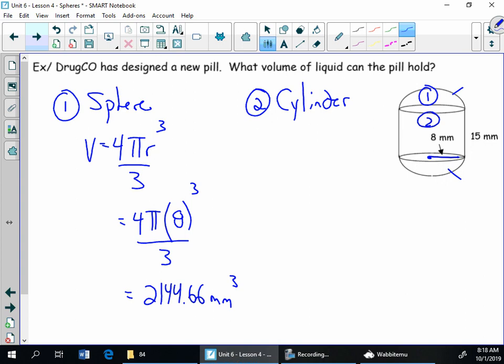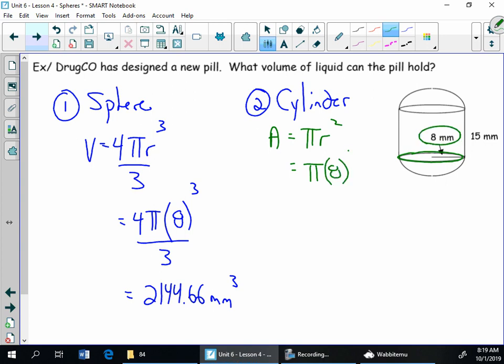There was a cylinder. A cylinder is a prism. To do prisms, we always start with the base. The base of the cylinder is a circle, pi r squared. But I know the radius. We just talked about that. It was 8. Okay, in our calculator, we get 201.06. That's just one circle.